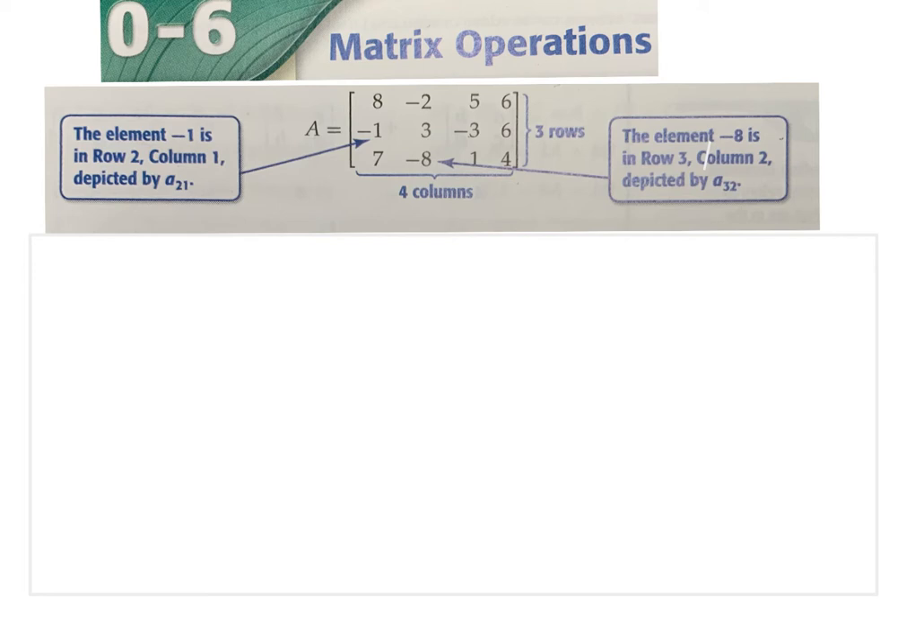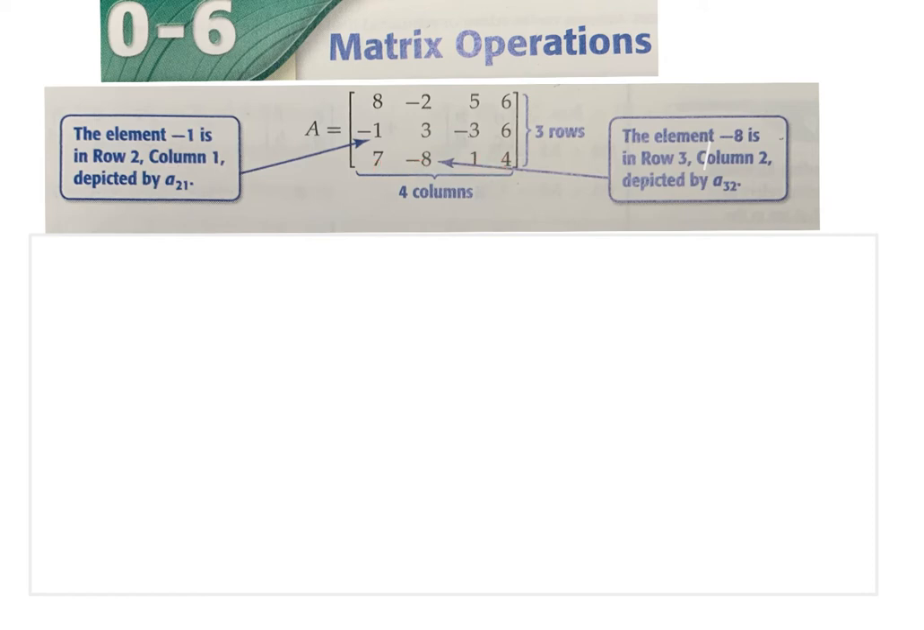Right here, your rows go this way. Columns, think about columns on a house. Columns go up and down, right? So this particular matrix has 3 rows and 4 columns, all right? Element. Each value in the matrix is called an element. So each one of these is a specific element, all right?